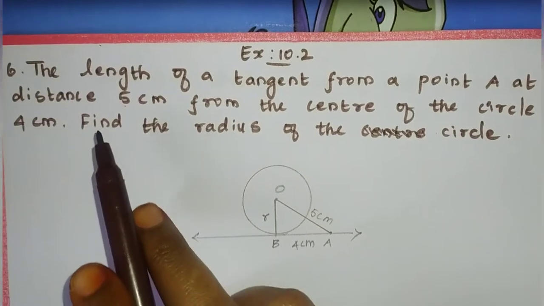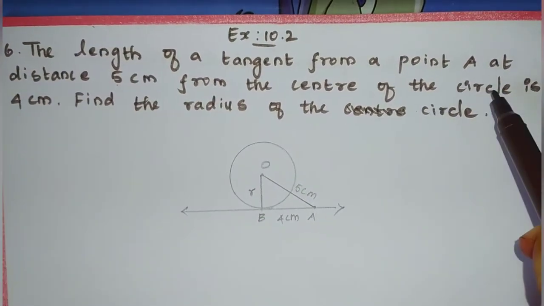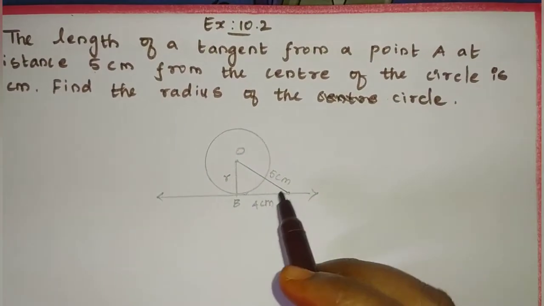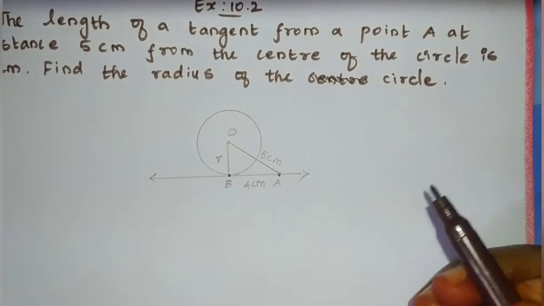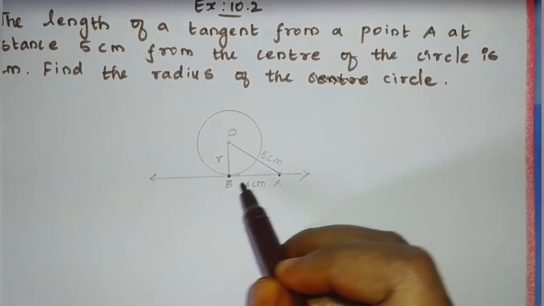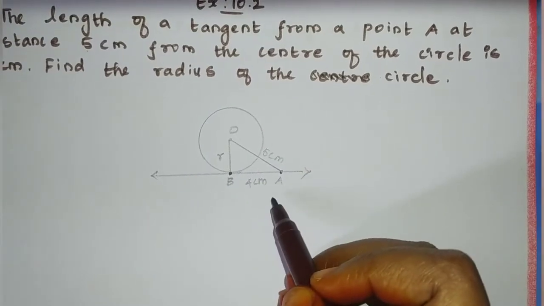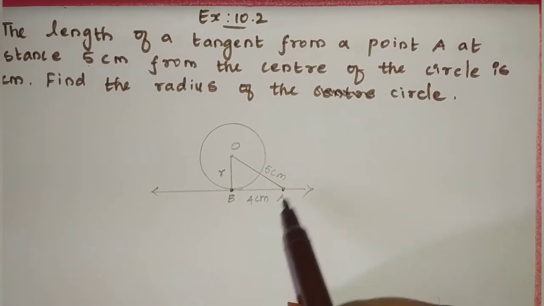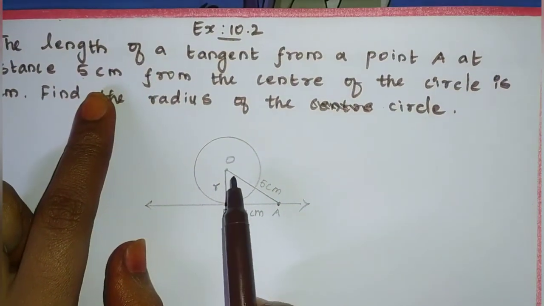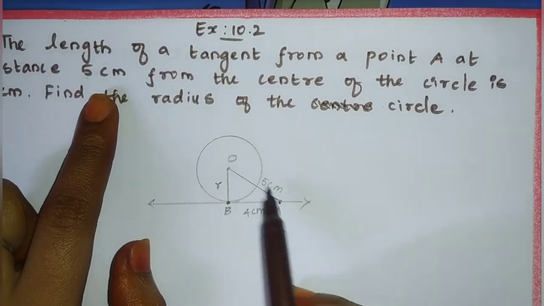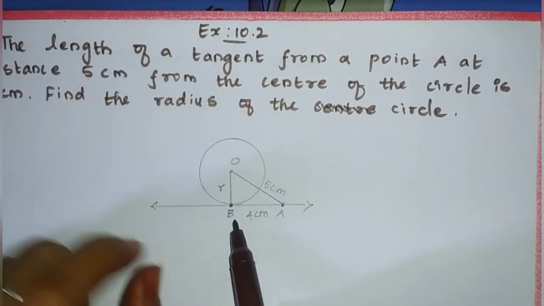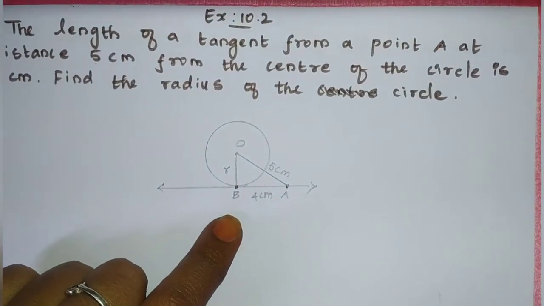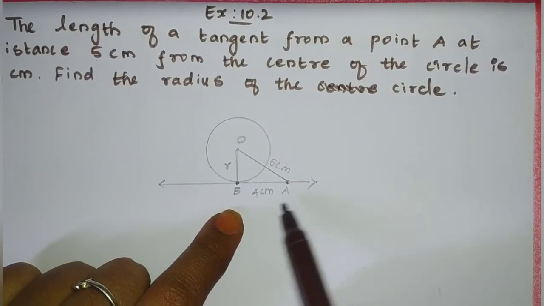Next, sixth problem. The length of a tangent from a point A. The length of the tangent means from the point of contact to the external point. The point A is at 5 centimeter from the center of the circle, and the length of the tangent is 4 centimeter.